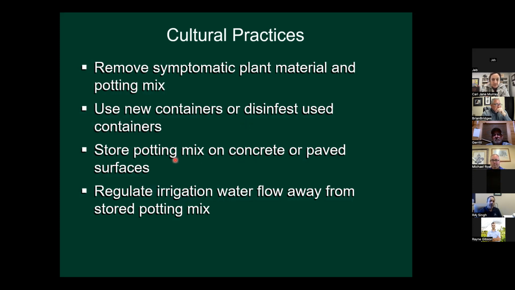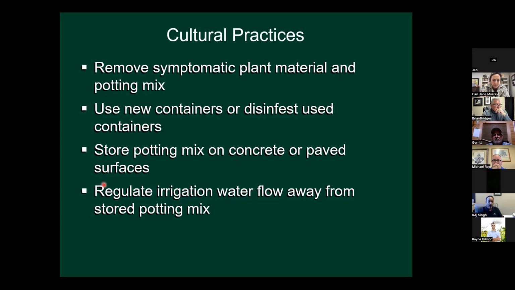Make sure you store your potting mix off of your native soil, because it is a soil-borne pathogen and it can move within the soil profile. So if you have that potting mix stored on the native soil, there is a higher chance that it can get contaminated as well. And once it's contaminated, it's going to spread out in those containers and cause infection.